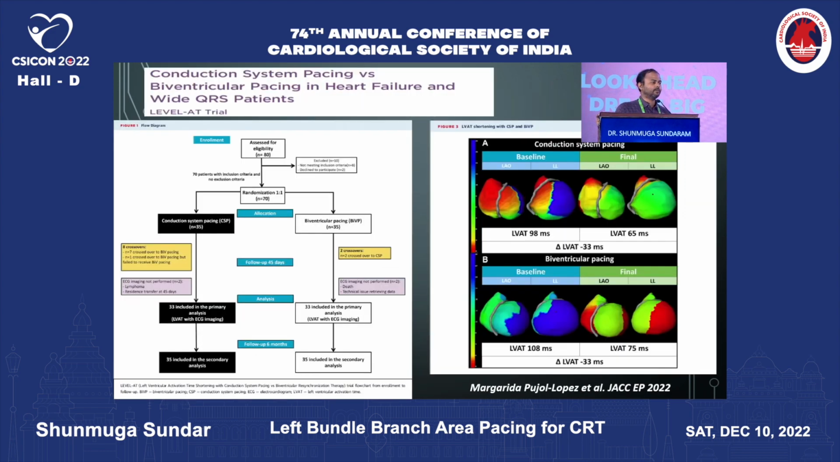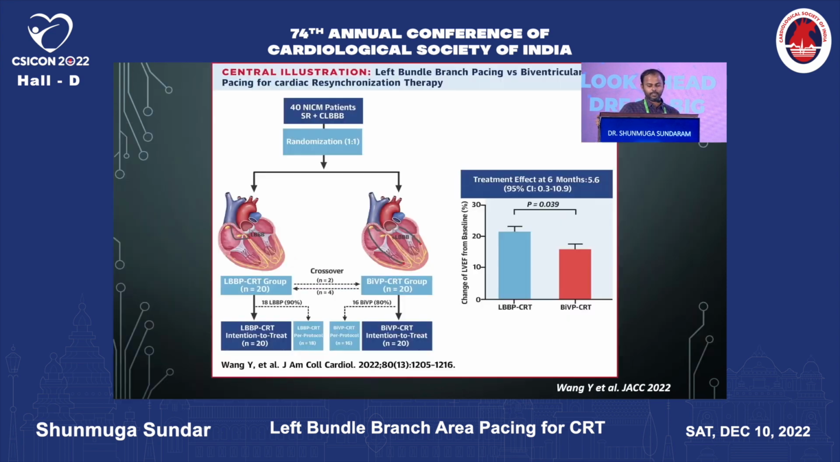Of course, we have two landmark randomized trials which got released recently in the last couple of months. One is the Conduction Level 80 trial, which showed that left bundle branch pacing is non-inferior to conventional biv pacing, and the next one shows that left bundle branch pacing is superior to conventional biv pacing. Remember, both of these are randomized trials. The only issue is both of them involve a very small number of patients.